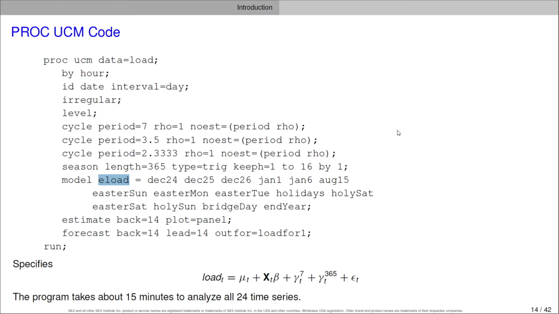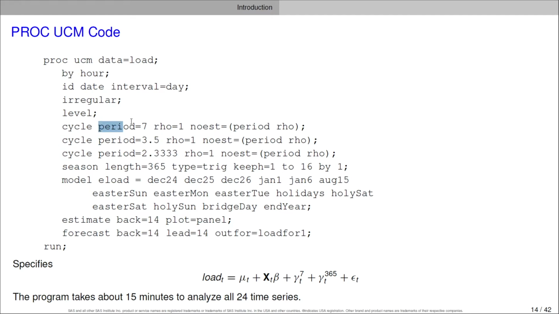The response variable and the simple regressors are specified in the model statement. So this model statement specifies what is the response variable and what are the simple regression variables in your model. So this xt beta term is specified by specifying these regressors, and load t is this variable E-load. The gamma 7 effect, the day of the week effect, is included by specifying three constituent harmonics in this season. These three cycle statements are these three harmonics.